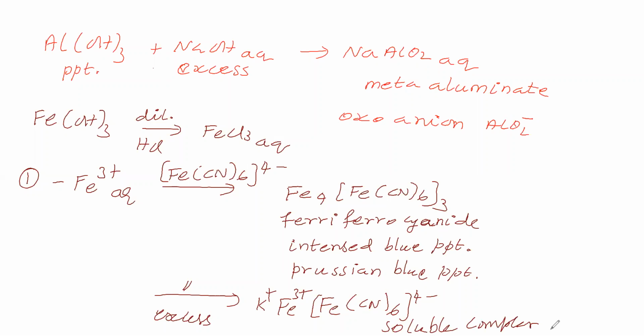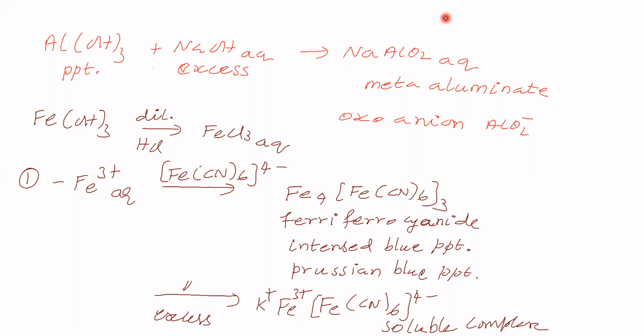Therefore, to one part of ferric chloride solution, you add ferrocyanide and you get Prussian blue, having the formula Fe4[Fe(CN)6]3. If we add excess of ferrocyanide, this Prussian blue precipitate dissolves due to formation of the soluble complex K plus Fe3 plus [Fe(CN)6] 4 minus.